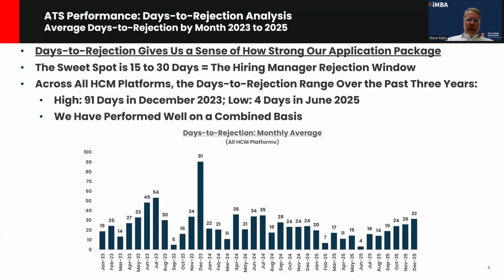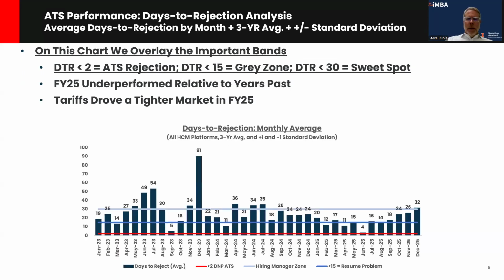If you look at the data, this is 3 years' worth of data across Workday and non-Workday human capital management platforms. The high was 91 days in December 23, and the low was 4 days in June of 25 and 5 in September of 23. Overall, we seem to be performing pretty well. So now let's look at the same chart and layer in a couple of key breakpoints on the data.